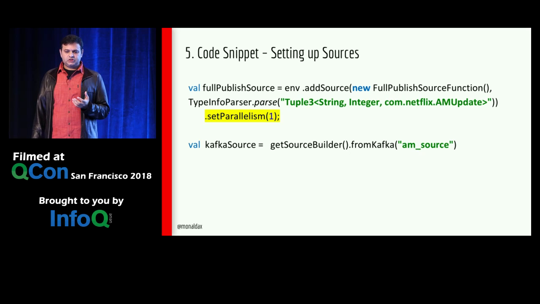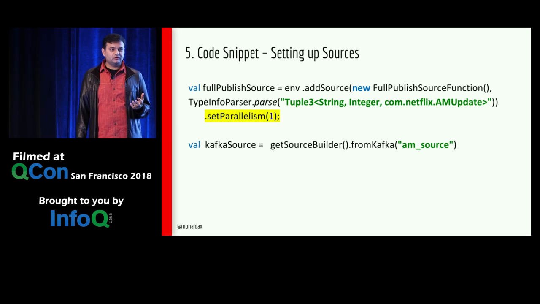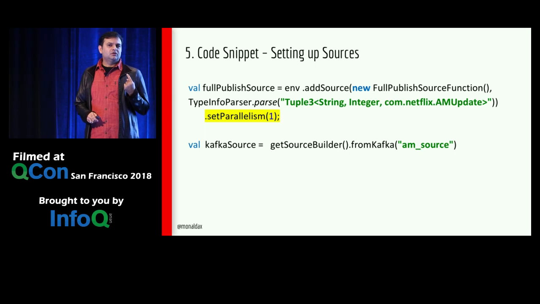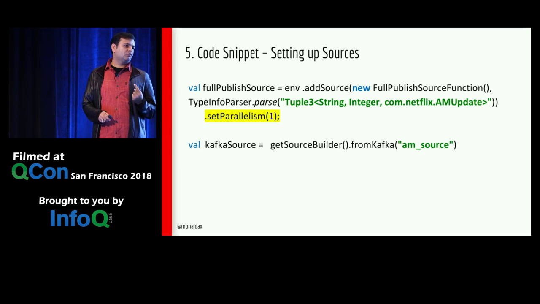And this is the code. We set up the source. The trigger source, we say parallelism 1 because we only want one instance of the source to trigger everything. We don't want multiples of it.